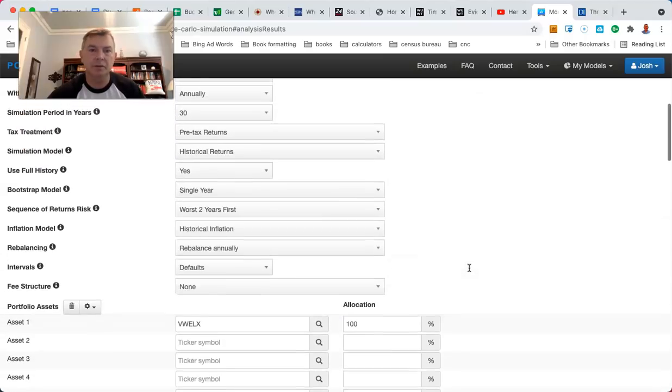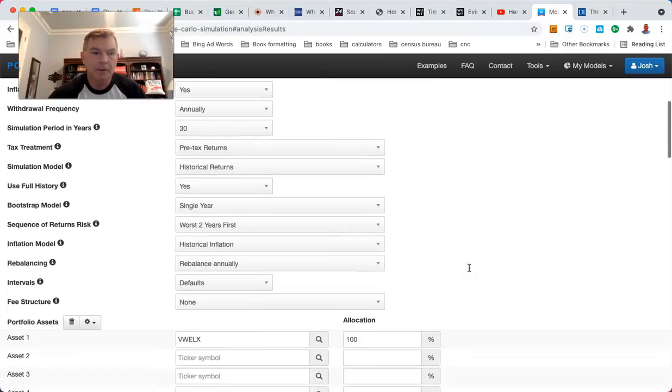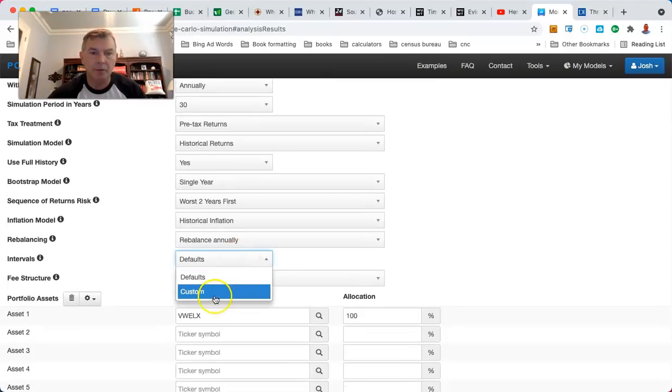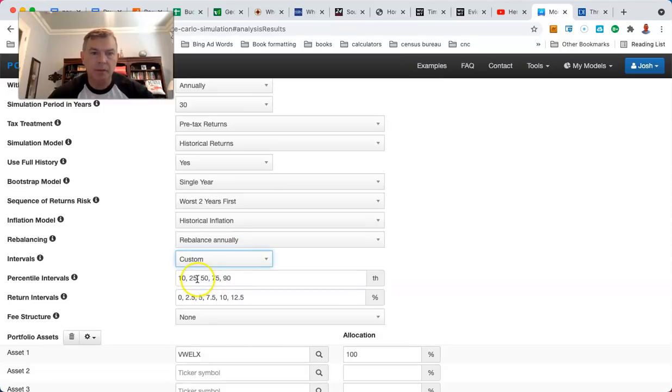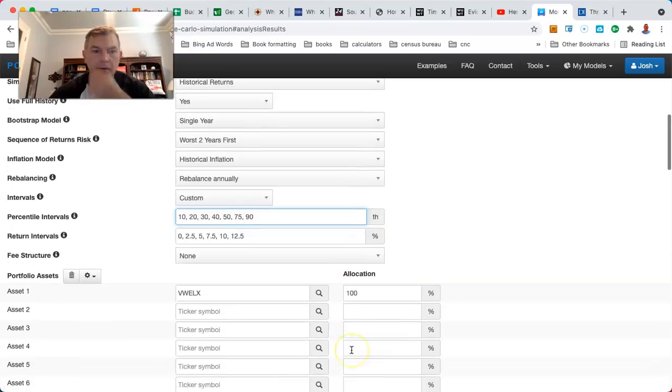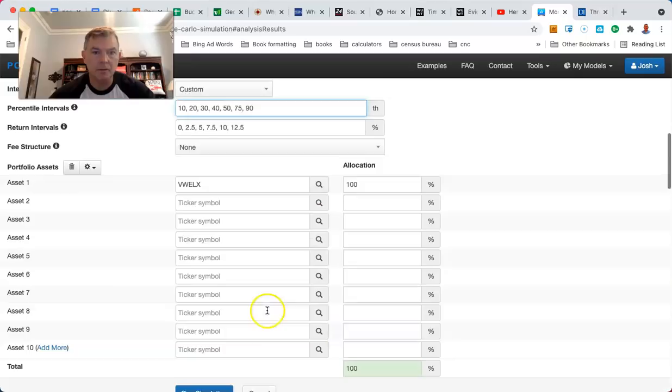Then you can change it. Let's do, instead of the 50th percentile, let's do the intervals to false. We'll do custom, and we'll change. We'll make it 10, 20, 30, 40. And then right there. All right, that looks good. Let's see if it does that. Return intervals. All right, let's see what happens there.